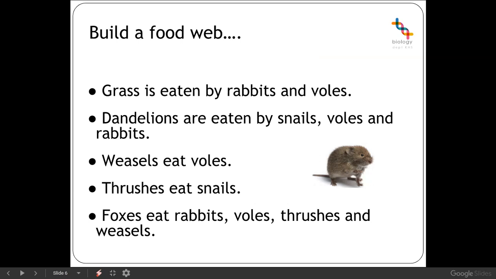We're told that grass is eaten by rabbits and voles, dandelions are eaten by snails, voles and rabbits, weasels eat voles, thrushes eat snails, and foxes eat rabbits, voles, thrushes and weasels. What might that look like as a food web? So you should pause this for a couple of minutes and work through that.